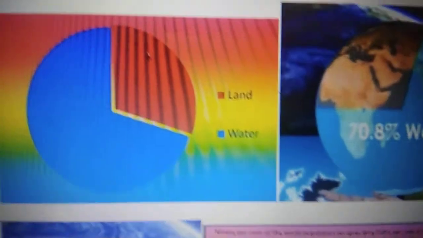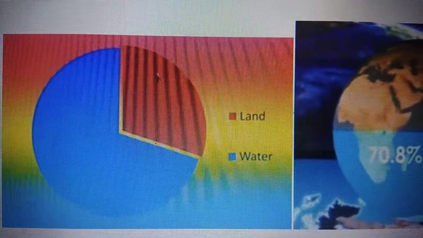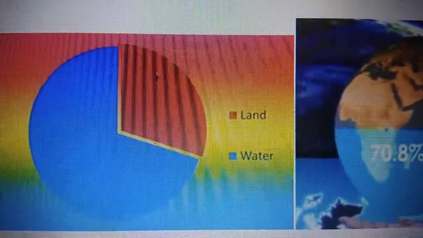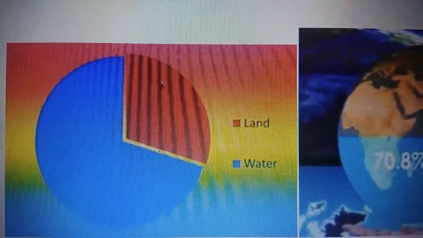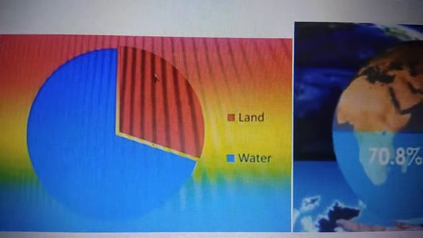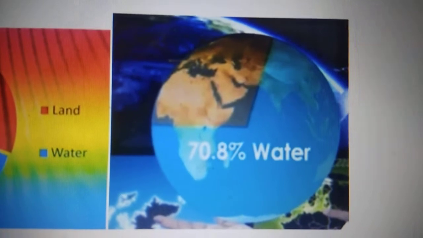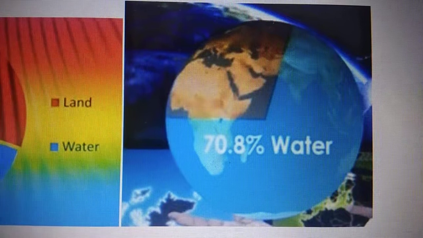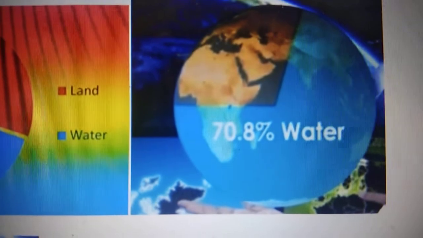Children, all of you know, and you have learnt it in your previous classes, that our earth's surface has 3/4 of water and 1/4 of land, which means 70% of the earth's surface is covered by water and 30% is land. You can see in the next figure, it is saying 70.8% is water and the rest is land. So the land that is available to us is very less.